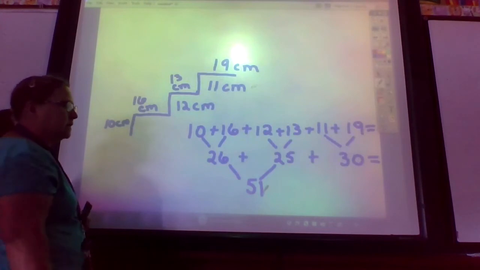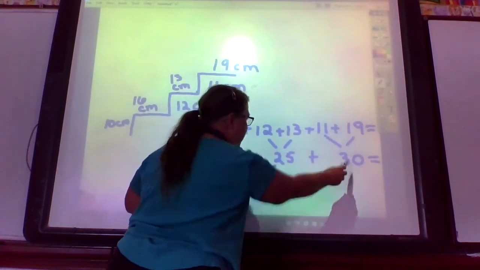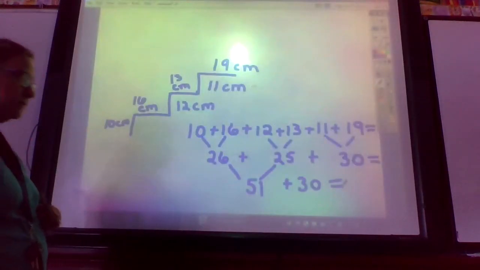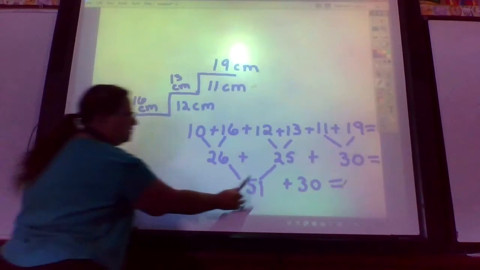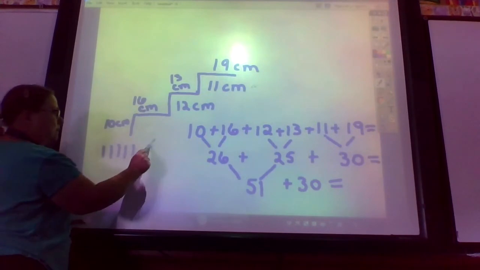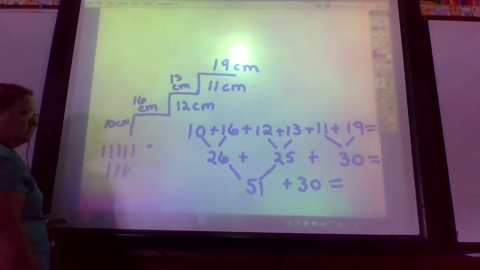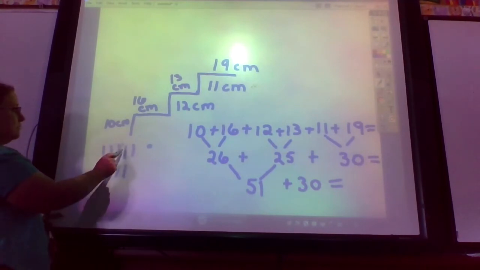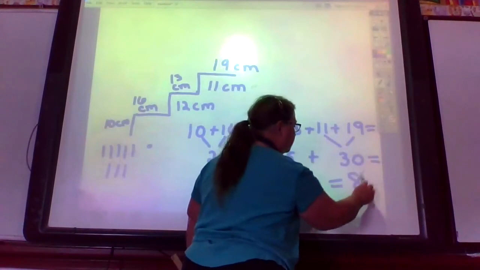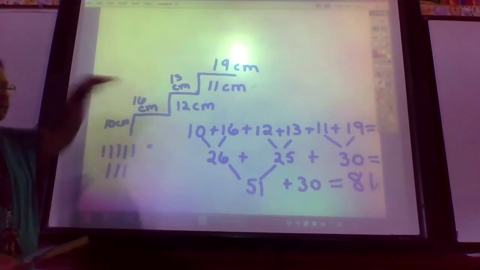I could make my tens and ones marks and figure that out. Plus 30. Okay? So now I'm at 51 plus 30. If I wanted to do this, I have 5 tens: 10, 20, 30, 40, 50, plus 1. Then I have 30: 10, 20, 30. And I could go 10, 20, 30, 40, 50, 60, 70, 80, 1 to get my total of 81. So I would need 81 centimeters of carpet to do my steps.